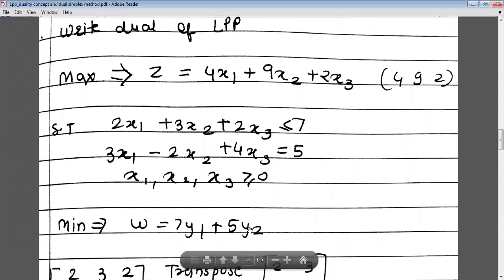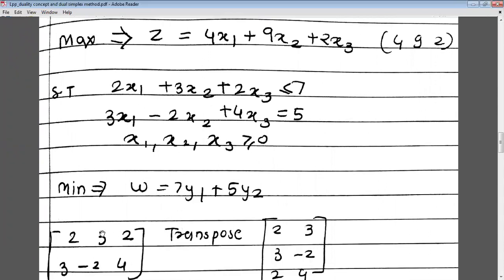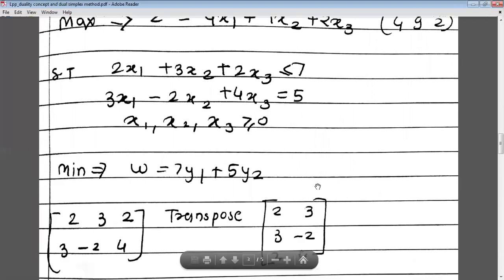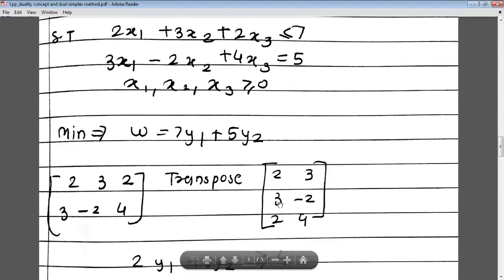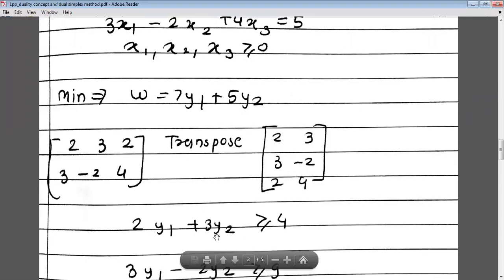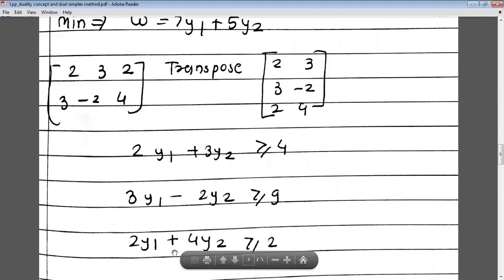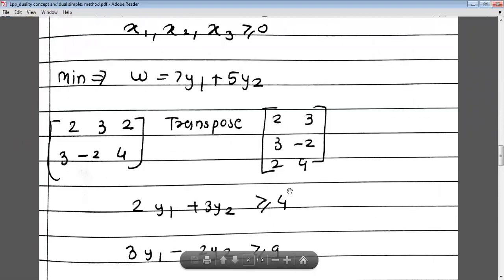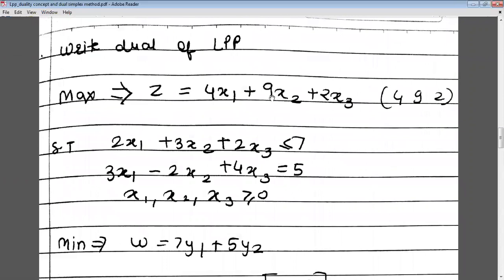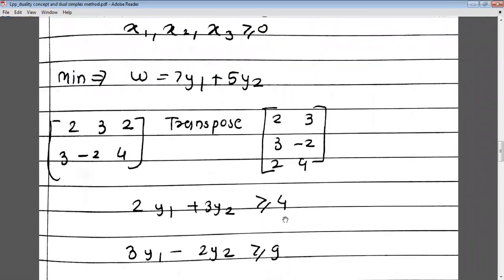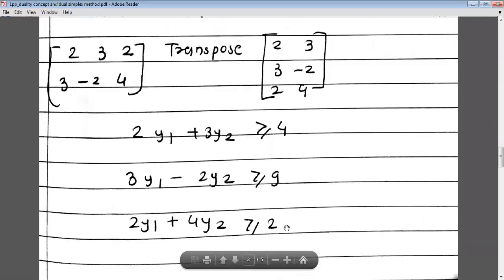That is 7y1 plus 5y2. So I have written here the transpose: 2 3, 3 minus 2, 2 4. The transpose will become 2 3 3 minus 2 2 4, interchanging rows to columns. I will write the equations in the same way: 2y1 plus 3y2, 3y1 minus 2y2, 2y1 plus 4y2, and these right-hand values are nothing but the coefficients of the objective function, that is here 4, 9 and 2. So I hope you are clear with the duality concept, that is how to write a dual from a maximization problem to a minimization problem, and a minimization problem to a maximization problem.